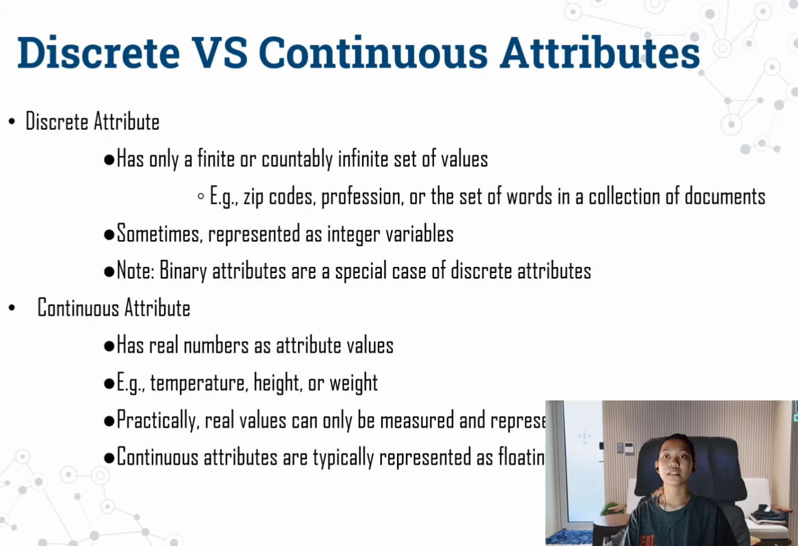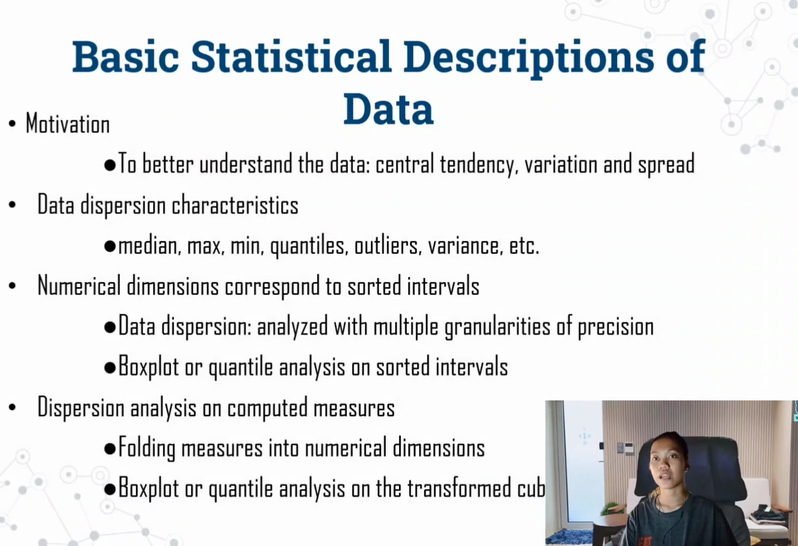Next, we have the basic statistical descriptions of data. The motivation is to better understand the data: central tendency, variation, and spread. Next are the data dispersion characteristics: median, max, min, quantile, outliers, variance, etc. Next, numerical dimensions correspond to sorted intervals. Data dispersion is analyzed with multiple granularities of precision, using box plot or quantile analysis on sorted intervals.